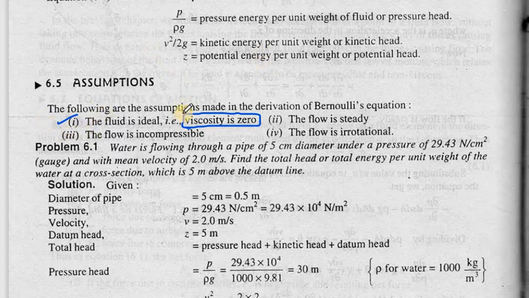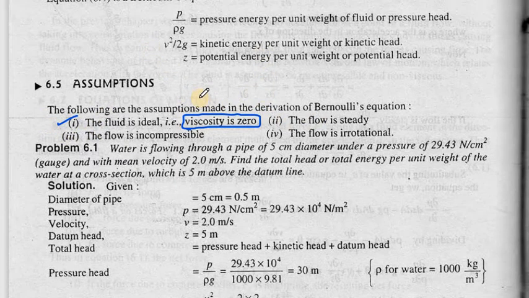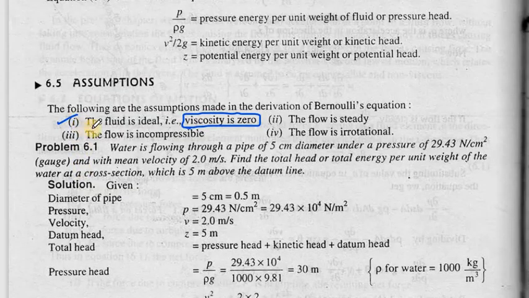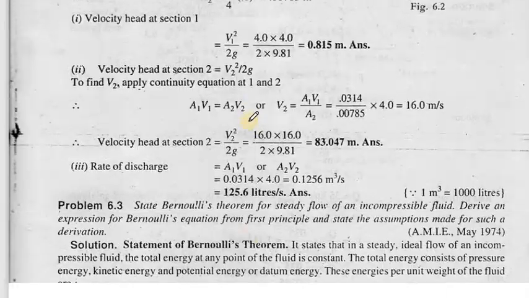So in that case, we have to consider this equation and add the losses in it, because every fluid will have some viscosity and therefore there will be some loss in the energy. That loss we need to consider in case of a real fluid. This assumption is very important because Bernoulli's equation is based on it. But in actual practice, no fluid is ideal because every fluid has some viscosity, so we need to consider some losses in the energy.